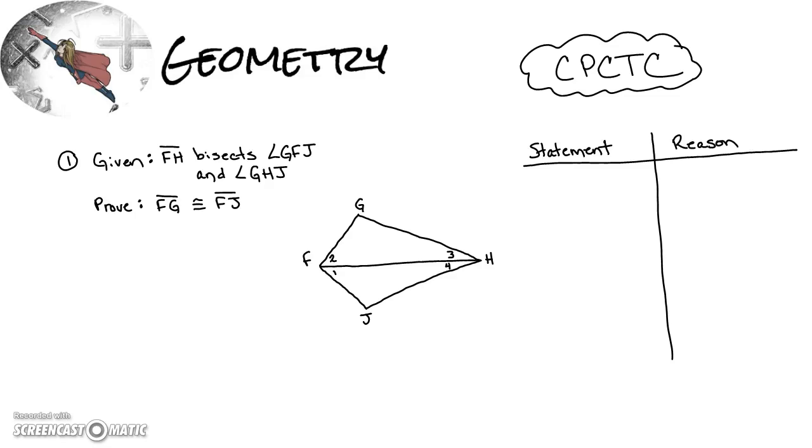Hi everyone. So today we're going to talk about using CPCTC in your triangle proofs. It's the abbreviation that stands for corresponding parts of congruent triangles are congruent.